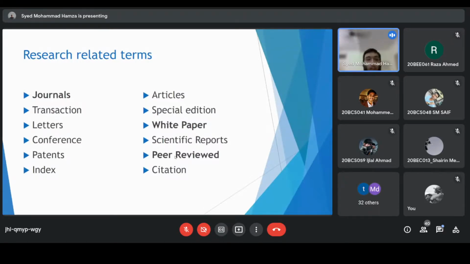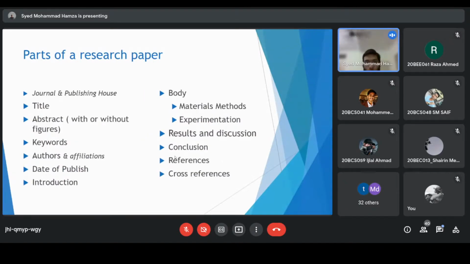Now, coming to the parts of a research paper. What are generally the parts of a research paper? The first thing we see is the journal and the publishing house of the paper we are reading. For example, IEEE is a publishing house, and there are so many journals under IEEE. Similarly, there are publishing houses like ACM, Elsevier, and Springer. These are all publishing houses, and all of them have a lot of journals within them.